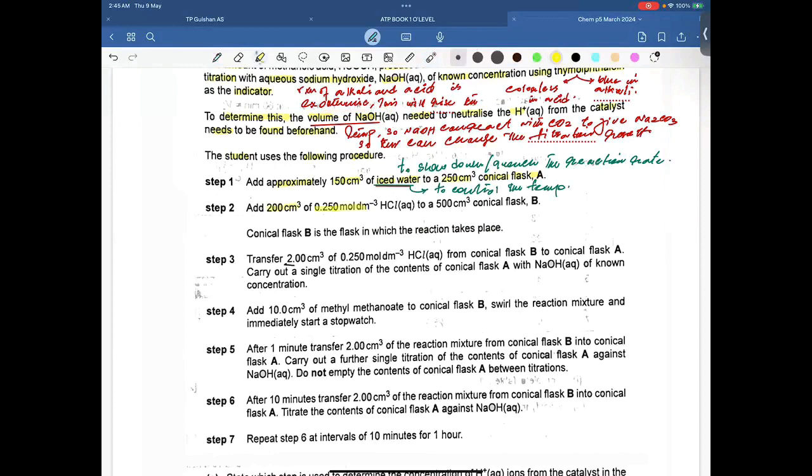Add 200 cm³ of 0.2 mol per dm³ HCl into a 500 cm³ conical flask, which is flask B. Conical flask B is the flask in which the reaction takes place. Transfer 2 cm³ of 0.2 mol per dm³ HCl from conical flask B to conical flask A. Carry out a single titration of the content of conical flask A with NaOH of known concentration. And that's how I'll get the concentration of hydrogen ion. So the concentration of hydrogen ion can be determined most likely by using step 3.